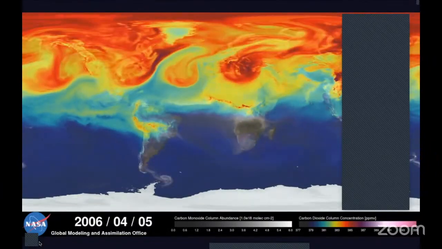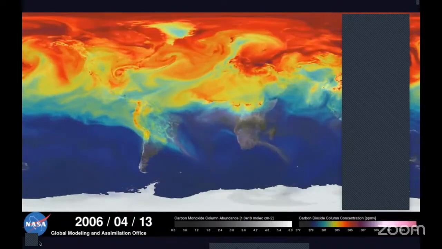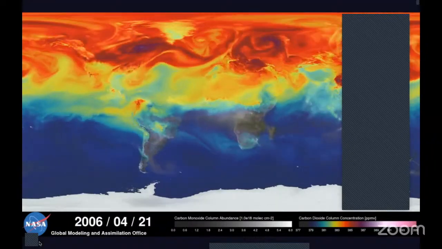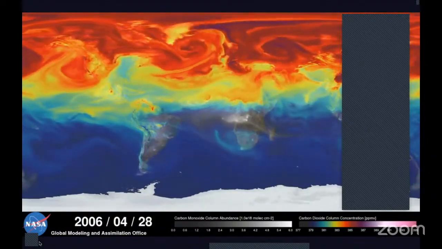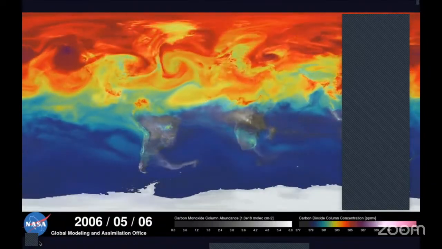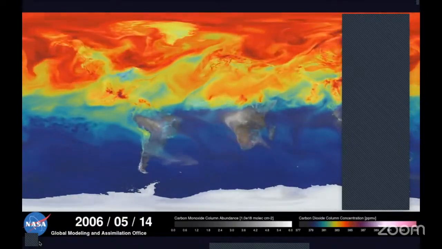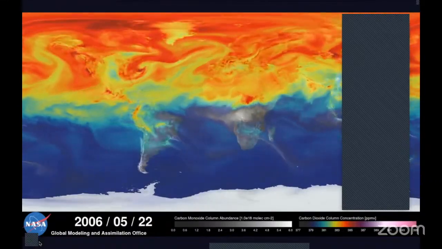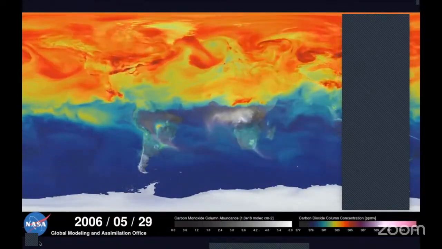Notice how the gas doesn't stay in one place. The dispersion of carbon dioxide is controlled by the large-scale weather patterns within the global circulation. During spring and summer in the Northern Hemisphere, plants absorb a substantial amount of carbon dioxide through photosynthesis, thus removing some of the gas from the atmosphere. We see this change in the model as the red and purple colors fade.